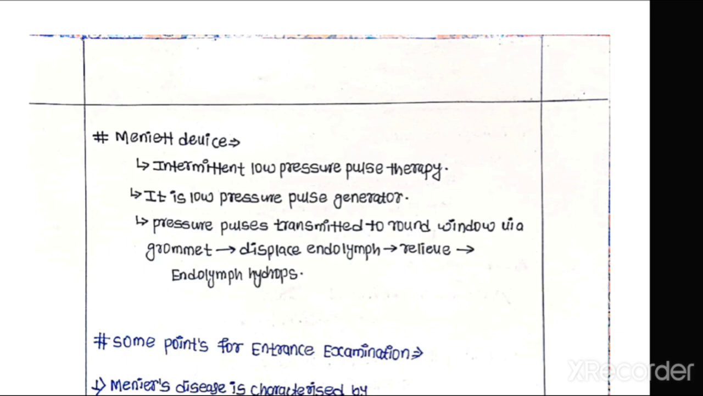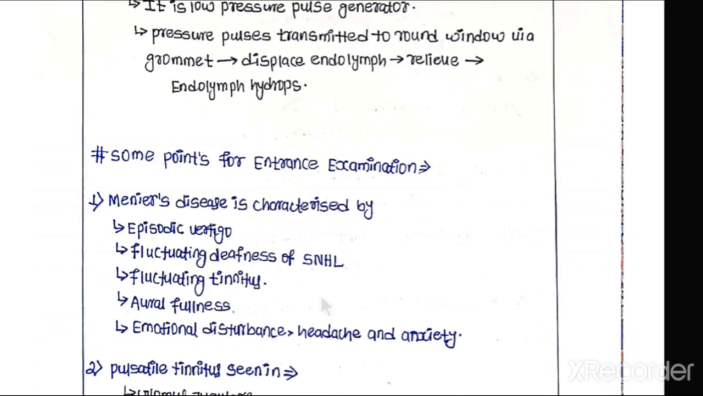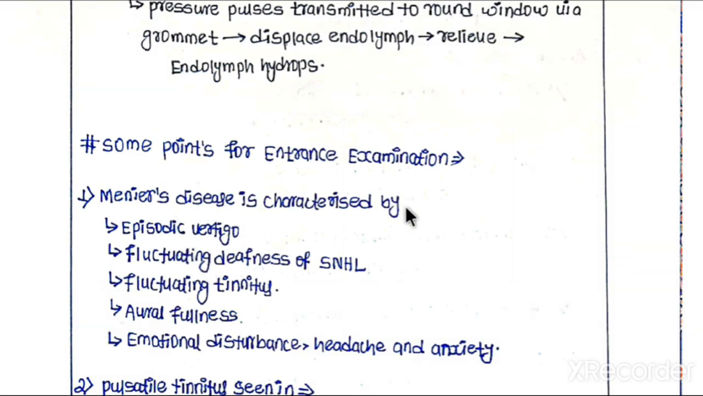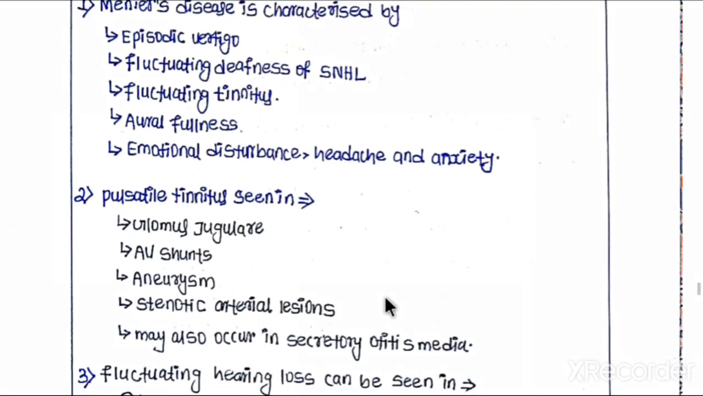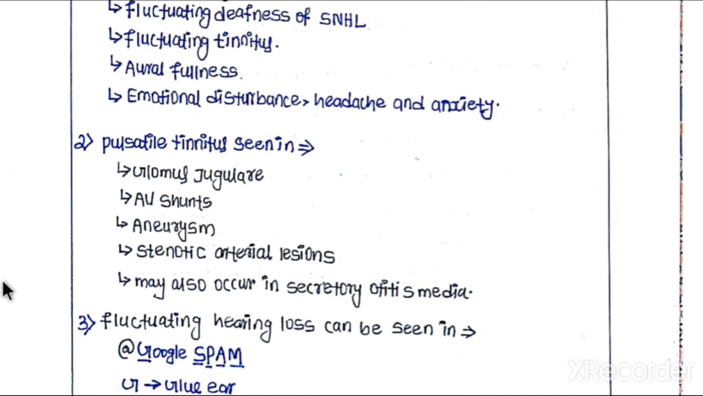Some of the points that are asked in entrance examination are: Meniere's disease is characterized by episodic vertigo, fluctuating hearing loss, sensorineural hearing loss, fluctuating tinnitus, aural fullness, emotional disturbance, headache, and anxiety. Pulsatile tinnitus can be seen in glomus jugulare, AV shunt, aneurysm, stenotic arterial lesion, and may also occur in secretory otitis media.